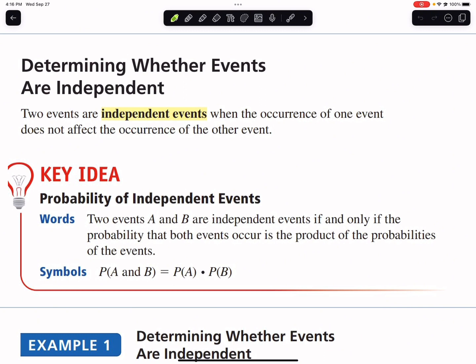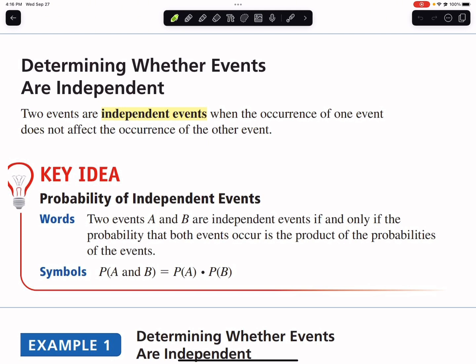The probability of independent events. Two events A and B are independent events if and only if the probability that both events occur is the product of the probabilities of the events. So P of A and B equals P of A times P of B.